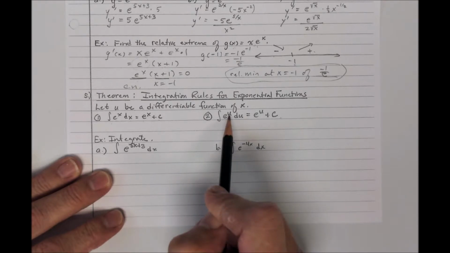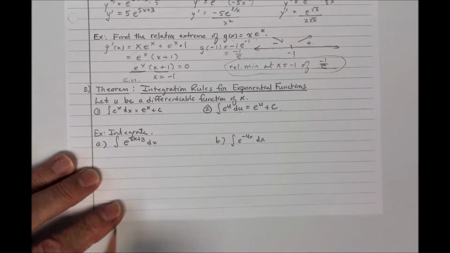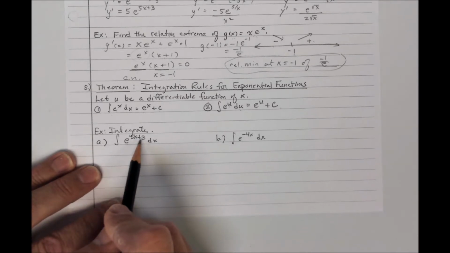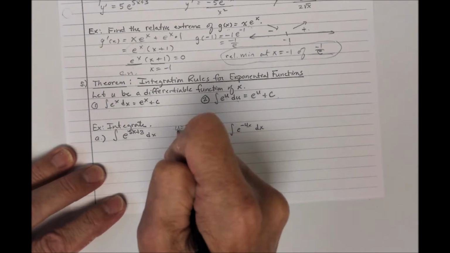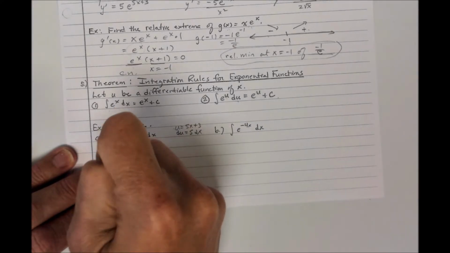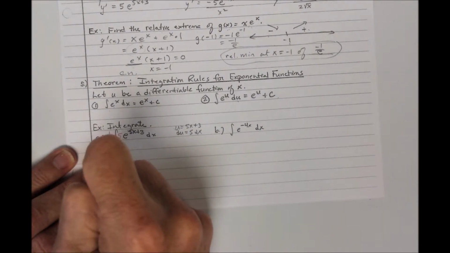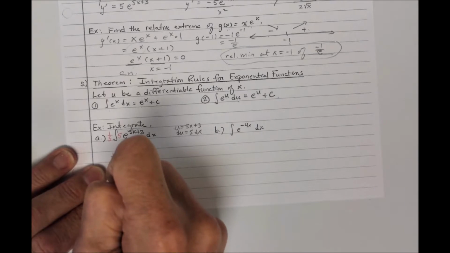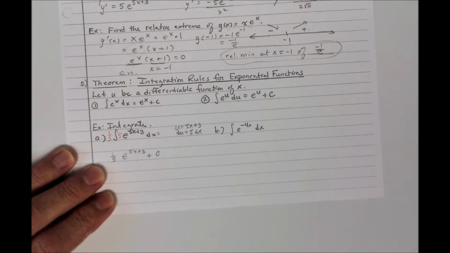Now you have to be careful because whatever u is, du has to be set up, and sometimes you'll have to adjust the constant, as in this first example. I have the integral of e to the 5x plus 3 dx. My u is 5x plus 3, so my du is 5 dx. So I have to adjust my constant. I'm going to need a 5 in there and a 1/5 on the outside to keep that balanced. So this is going to be 1/5 e to the 5x plus 3 plus a constant. Not so bad. Once that du is set, you're ready to go.